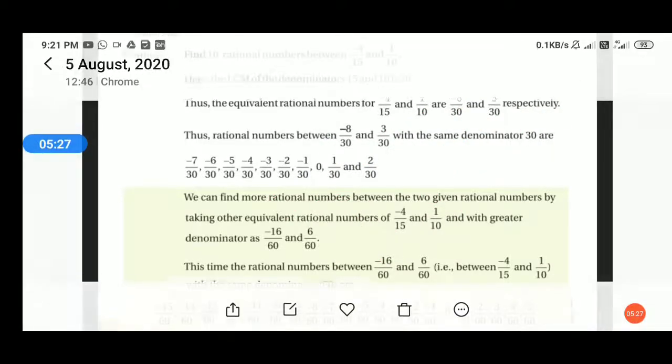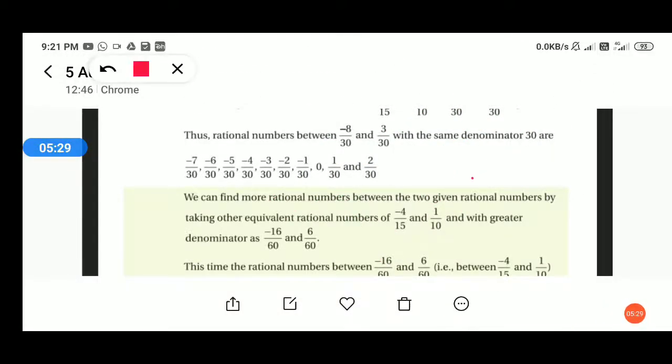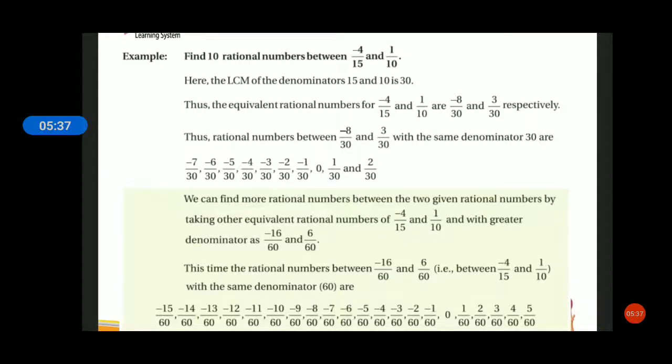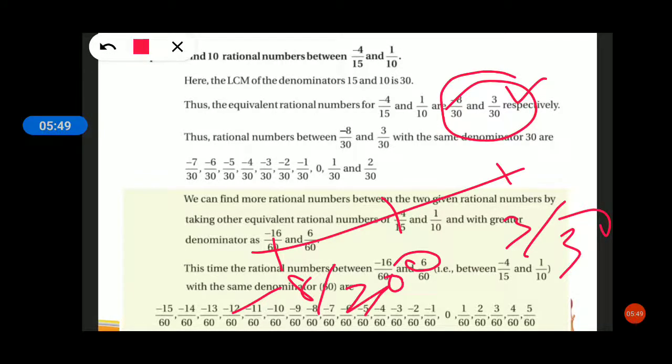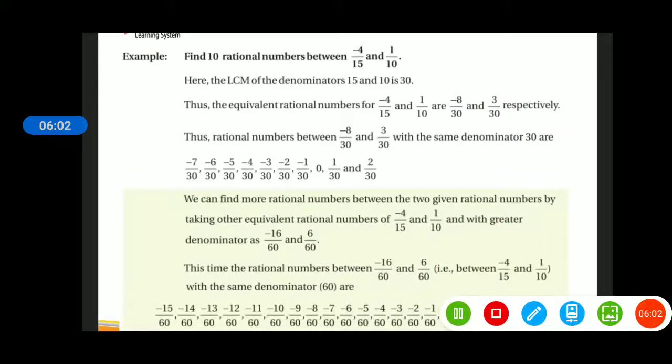Same way for 1/10. 10 into 3 is 30, and 1 into 3 gives 3/30. Now you have got the same denominator. After getting the same denominator, draw the number line. 3/30 is positive, -8/30 is negative. So whatever numbers are in between, write them as the rational numbers in between. So 0, then 1, 2, and after 0, -1, -2 till -7. So you are getting 10 rational numbers here.